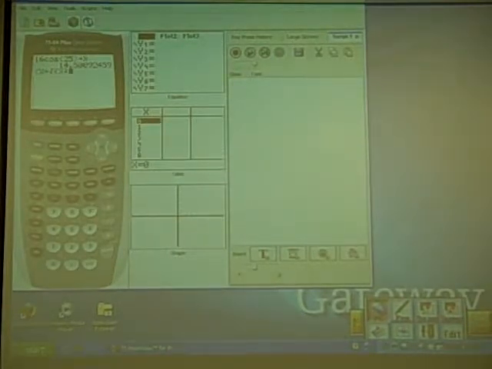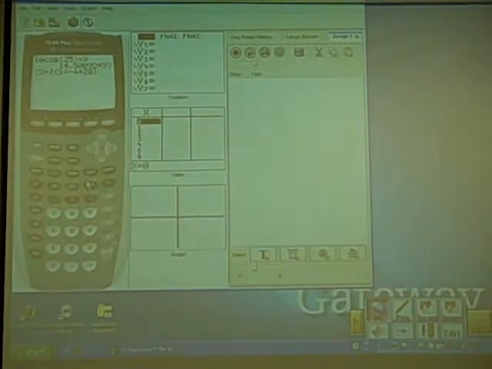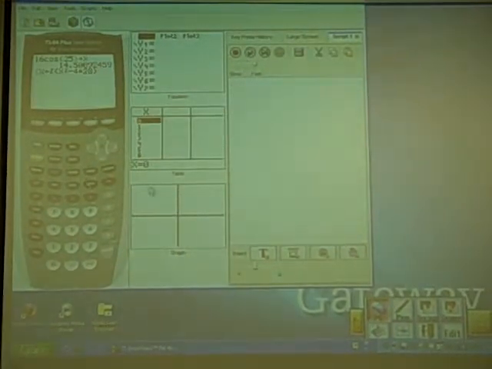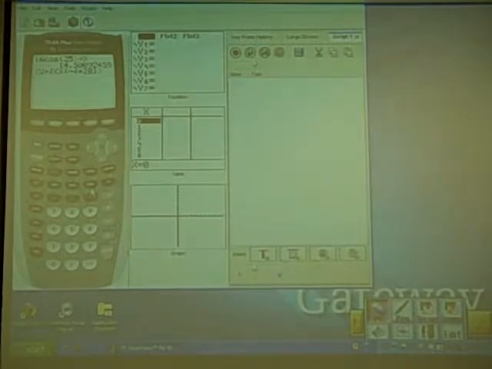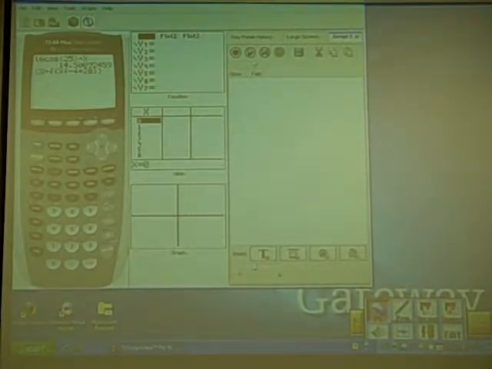Minus 4 times 28, close that parentheses. Now, this first set of parentheses, that's just for your radicand. You also need a second set for the whole numerator. So you got to close the parentheses there. And now we can divide that by 2. And we hit enter.